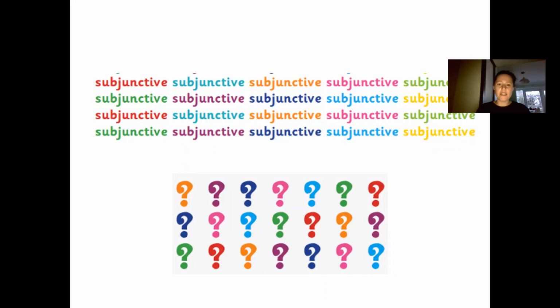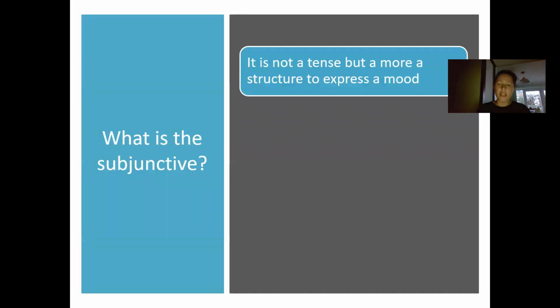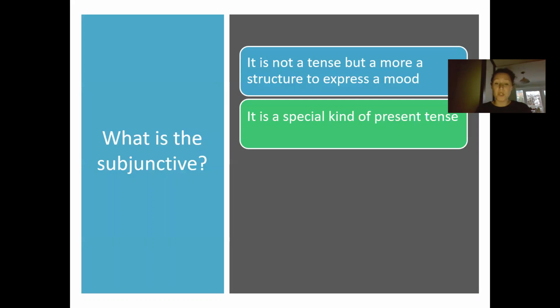Today we are looking at the subjunctive mode. So first of all, what is the subjunctive? Well, it's not a tense, something important to bear in mind, especially for your 90-worder. This would not fall into any tense category, but more a structure to express a mood, and it's actually a complex structure, so very handy also for your 150-worder, if you are sitting the higher 150-worder.